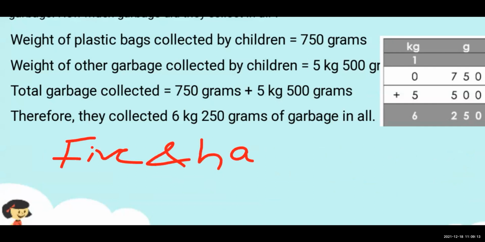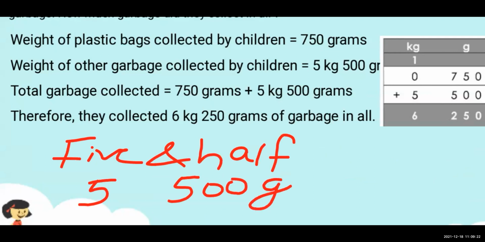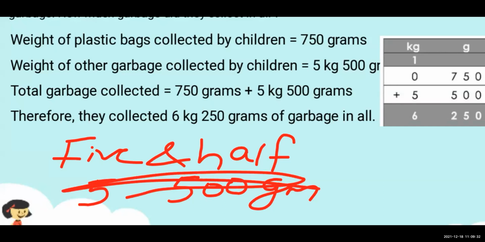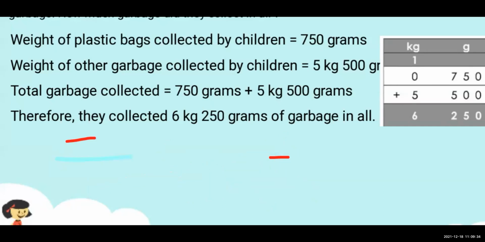Other garbage was 5 and half. Now 5 means 5, half kg means it is 500 ग्राम. आधा किलो मतलब 500 ग्राम. So here will be 5 kg 500 gram. So the next statement, what we have to write down? Weight of other garbage collected by the children is 5 kg 500 gram.